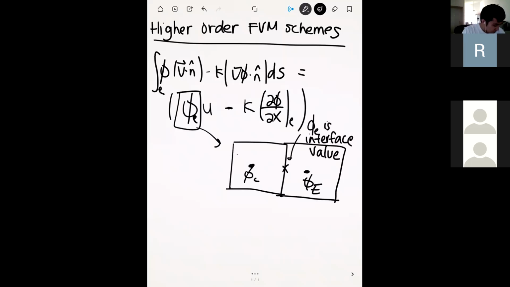Okay. And so what we've been doing previously is using just a basic central scheme, where we said that phi sub e is going to be just the average of the two.